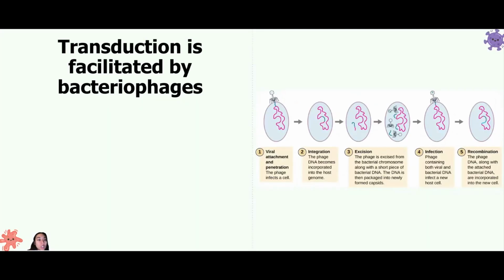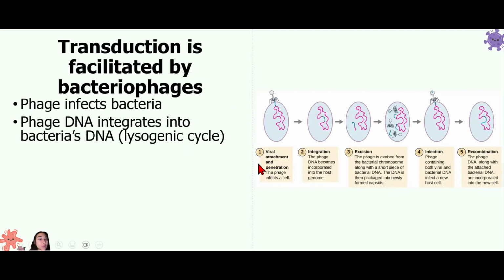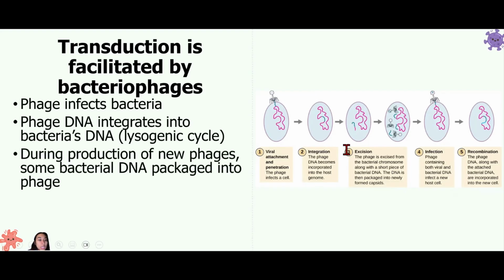So transduction is when genes are being transferred through bacteriophages. As a reminder, bacteriophages are viruses that infect bacteria. And so if a phage infects a bacteria, it can go through the lysogenic cycle where it integrates its DNA into the bacteria's DNA. Now, in this part of the cycle, it will need to eventually remove its DNA out so that it can go back into the lytic cycle.